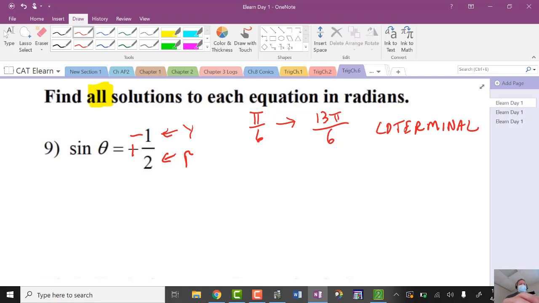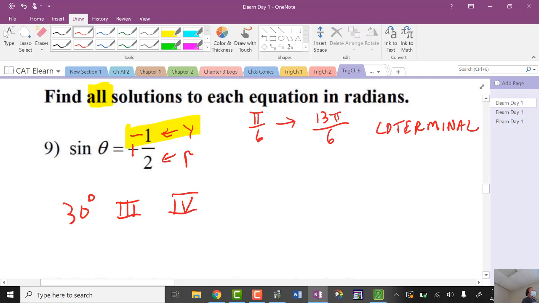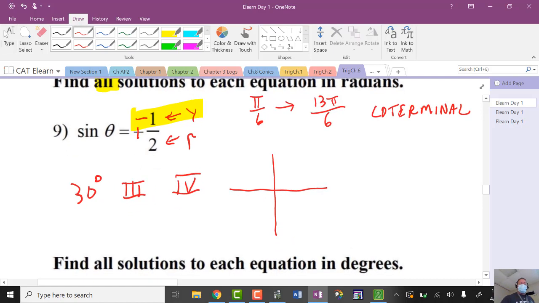Okay, so what does that mean the reference angle is, everybody? 30. And then where is sine negative? 3 and 4. Okay, now, we have to think of this constructed 9 and constructed 10 on purpose. I am going to go ahead and graph these real quick, meaning where are these angle measures? So first of all, what's a 30? It's pi over 6.